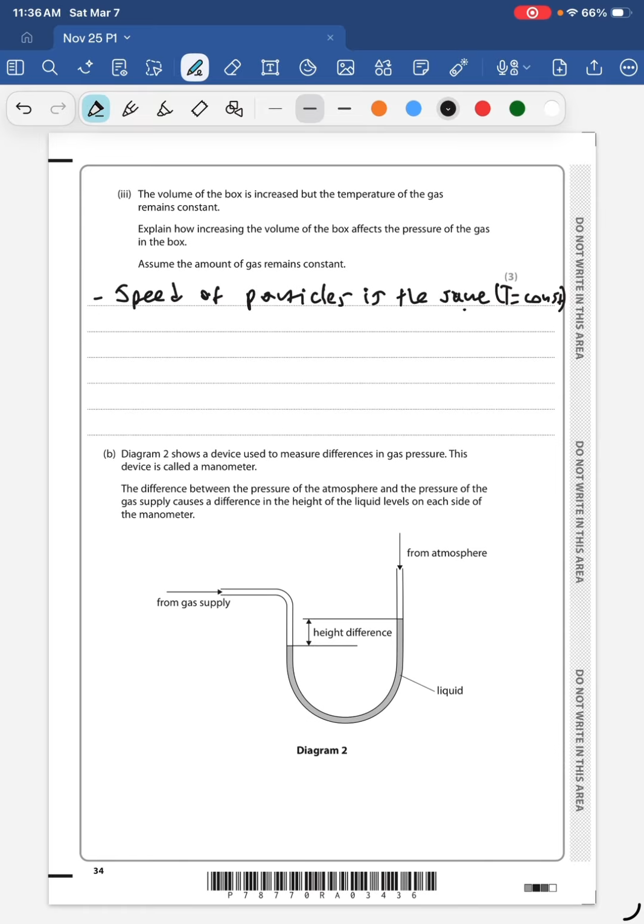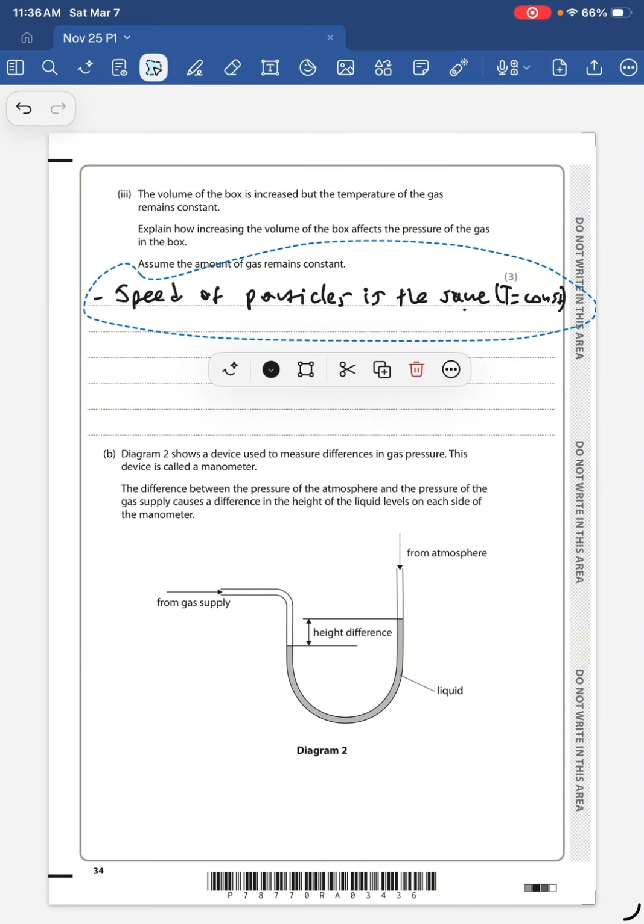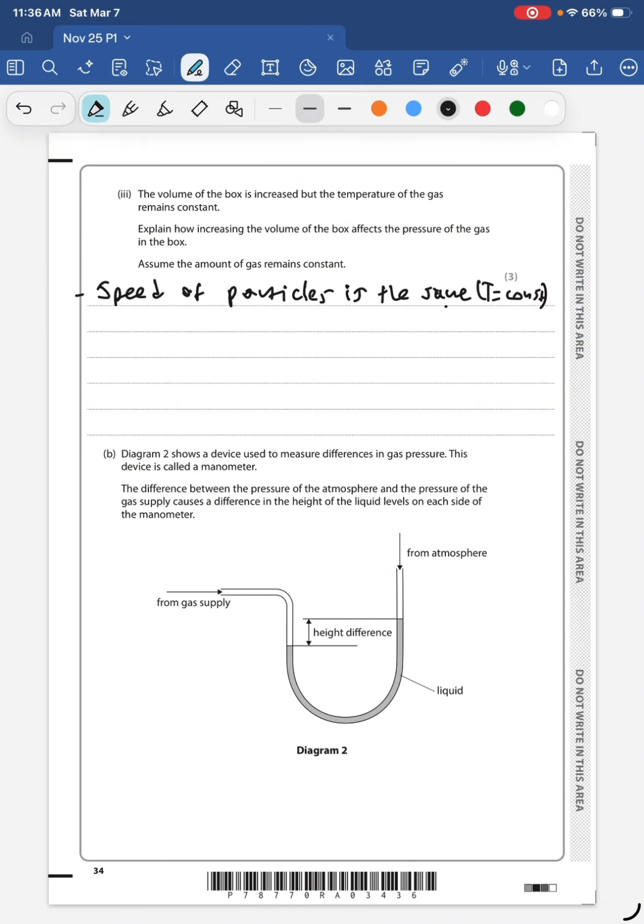And again, I wrote in this space that I'm not supposed to write. So let's move this. Okay, good.